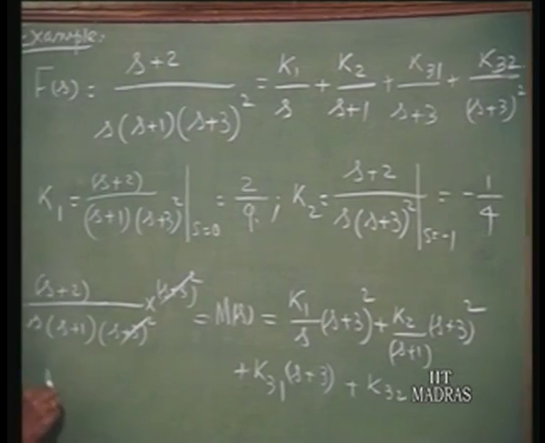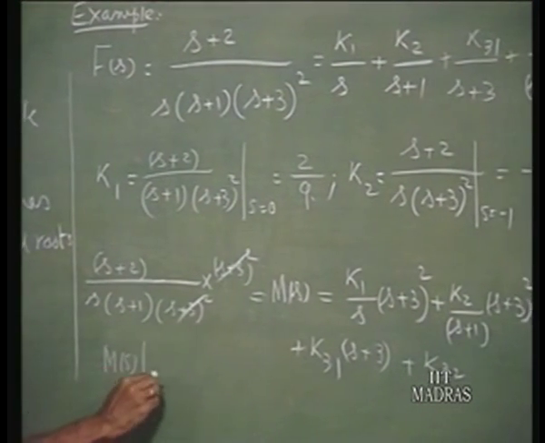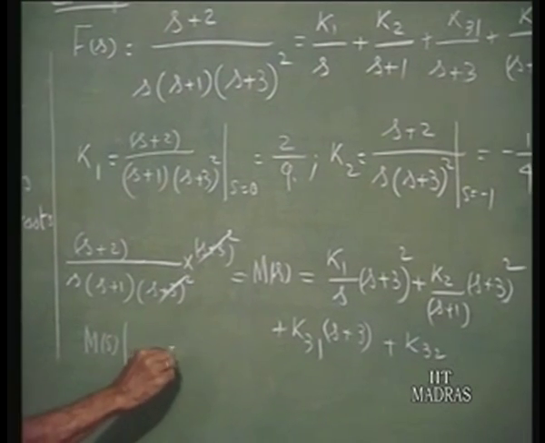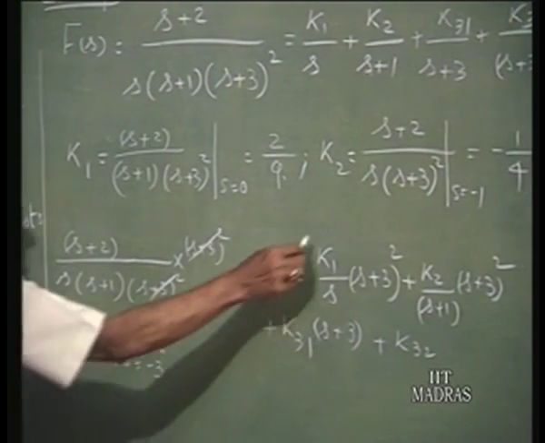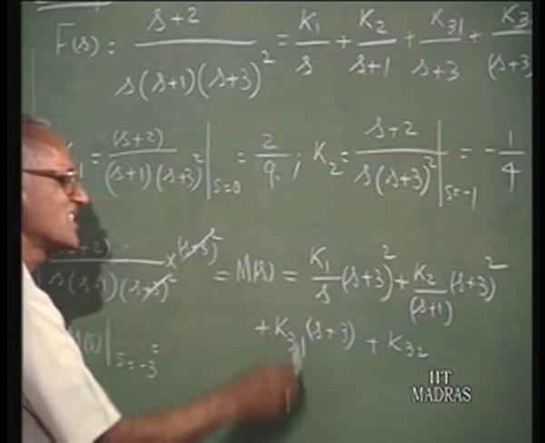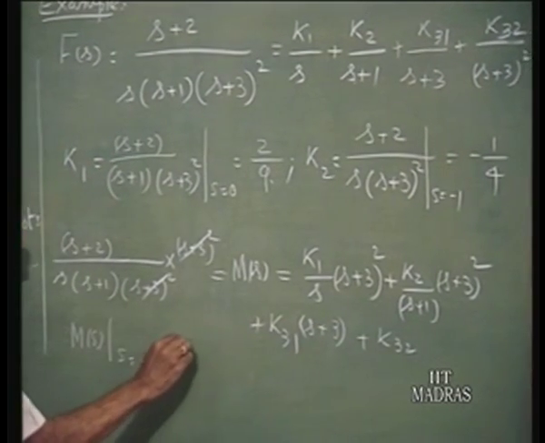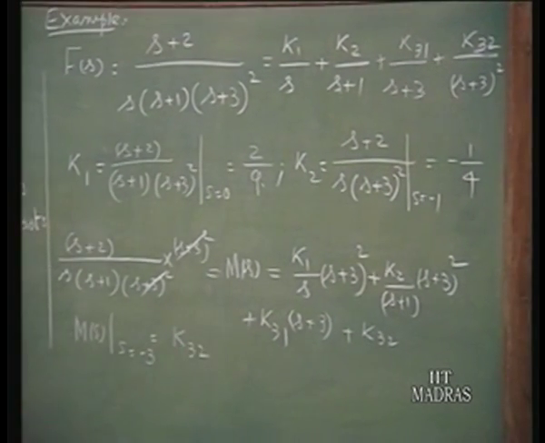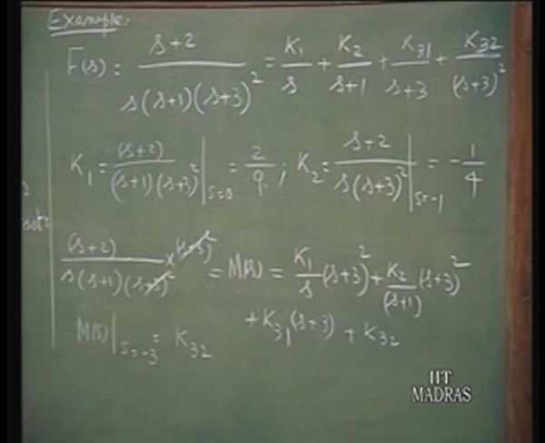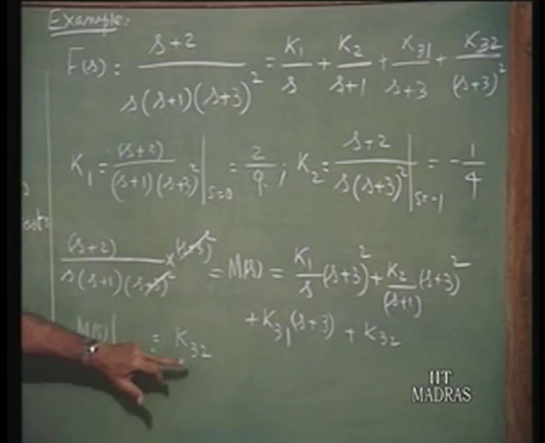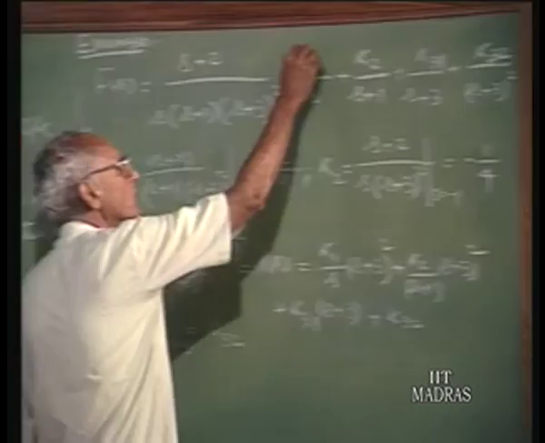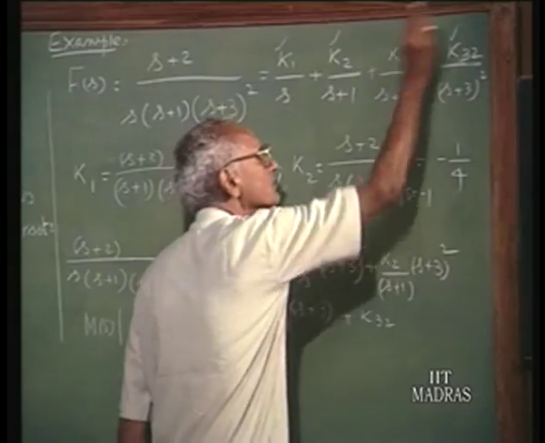Now if you substitute s equals minus 3 in this, you observe that this vanishes, this vanishes, this vanishes, and leaves you with k32. So k32 is found in a straightforward manner by multiplying this by (s plus 3) whole squared and substituting s equals minus 3. So we have found this residue, and this one.